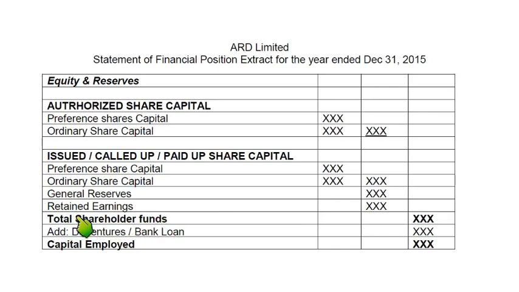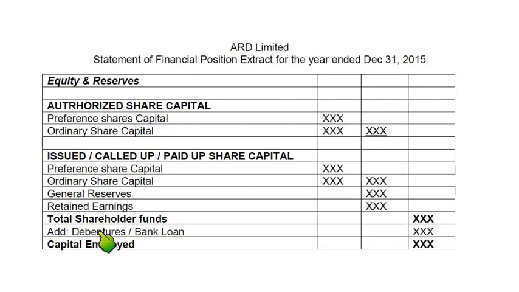This term is important. Examiners usually give 1 mark for this labeling. Any label other than total shareholder funds is not accepted in exams. We add the capital, whether it is preference or ordinary, and all of these reserves, and the total is total shareholder funds or equity. The balance sheet extract is normally till here, and after that we usually write liabilities, non-current liabilities and current liabilities.